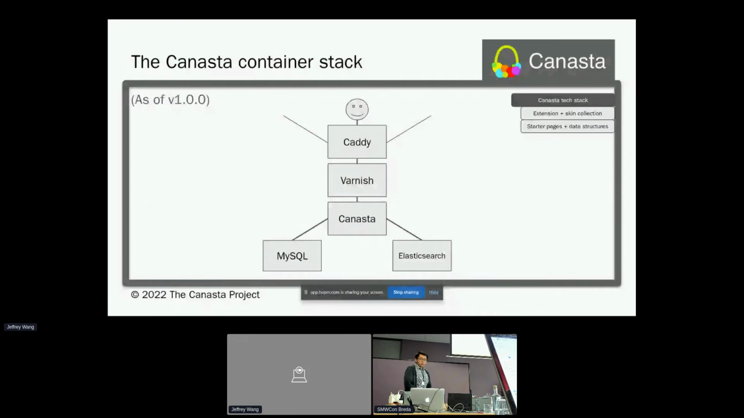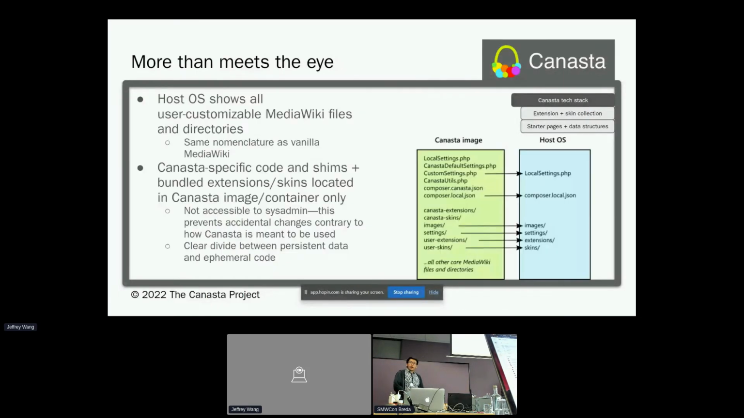So how do we represent MediaWiki as normal while adding Canasta-specific functionality under the hood? Well, our image essentially acts as a compatibility layer. Normal components of MediaWiki are bind-mounted from the stack repo in the host OS into the container. If you don't know what that means, don't worry about it. This slide's not really for you, but just the TLDR is it's really cool.